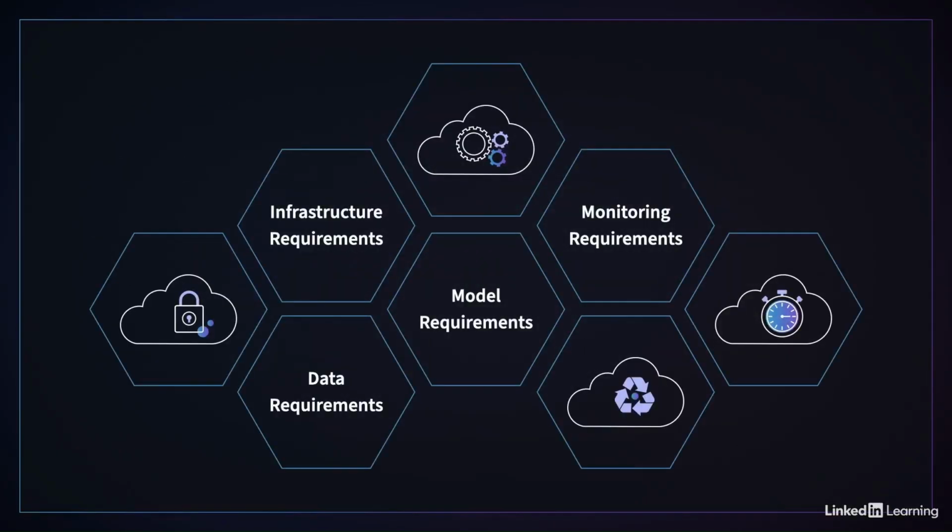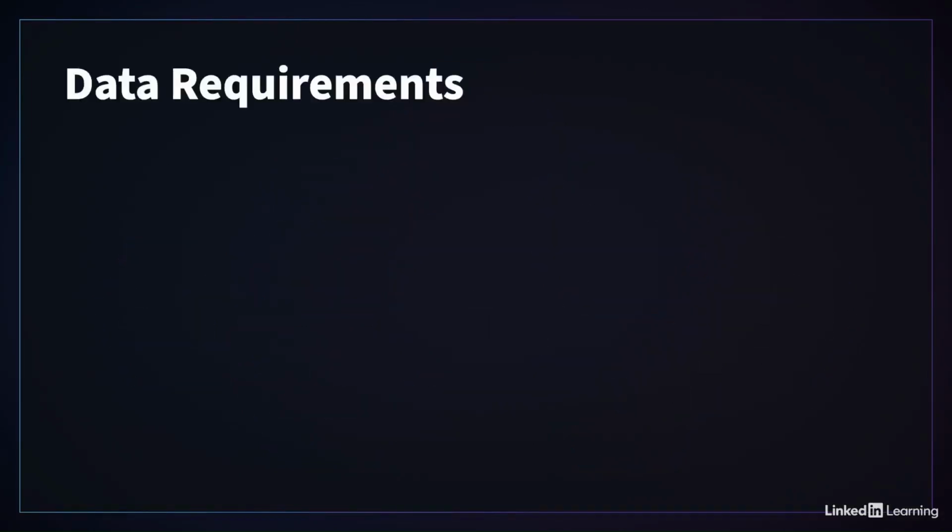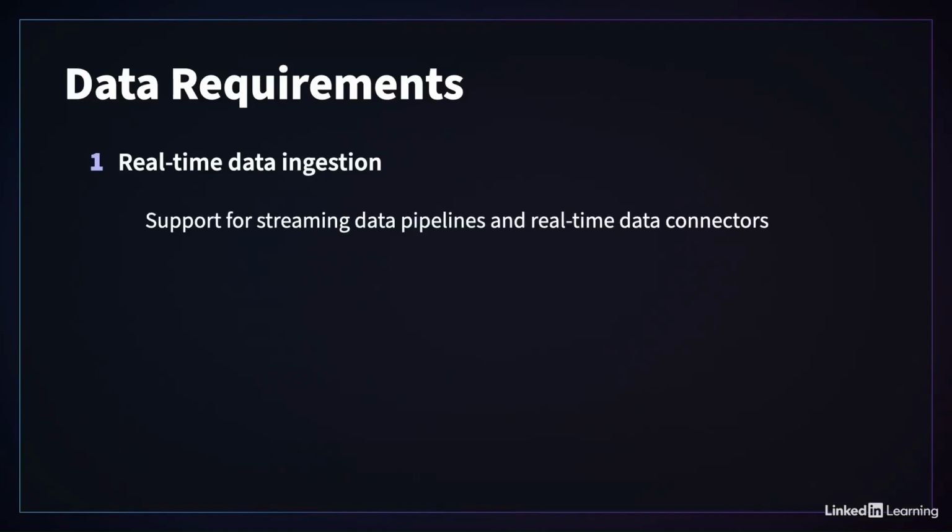Just like with near-time systems, we want to focus on 4 requirement categories: infrastructure, data, models, and monitoring requirements. Let's start with data requirements. One of the most critical aspects is real-time data ingestion and processing. If your data isn't available in real time, you can't do real-time forecasting. Your systems must support streaming data pipelines and real-time data connectors accordingly.